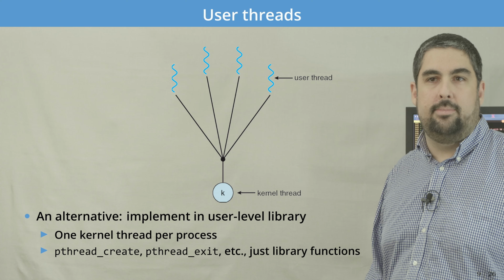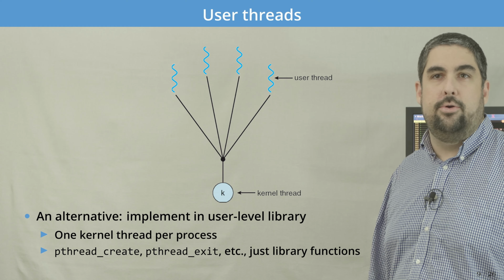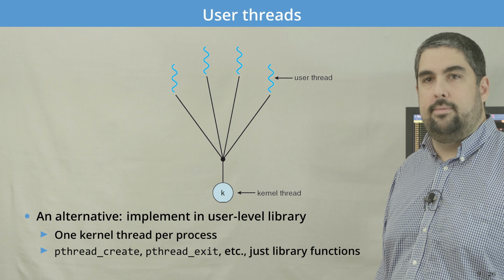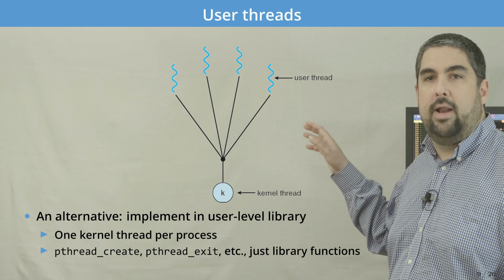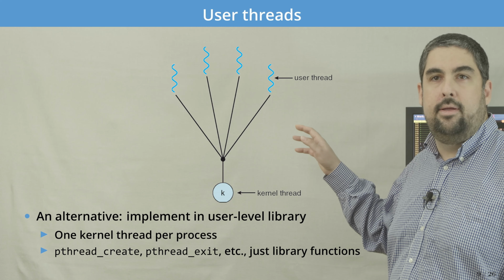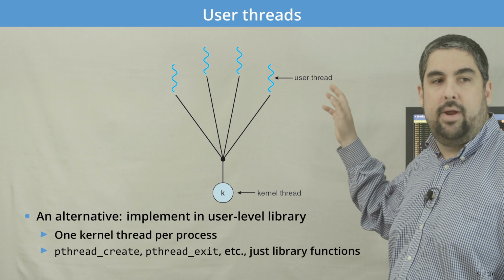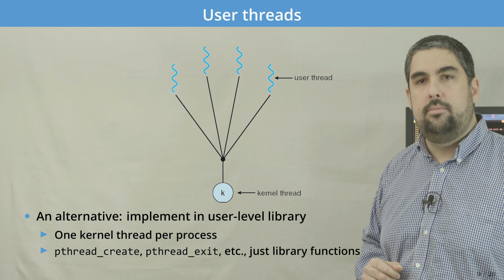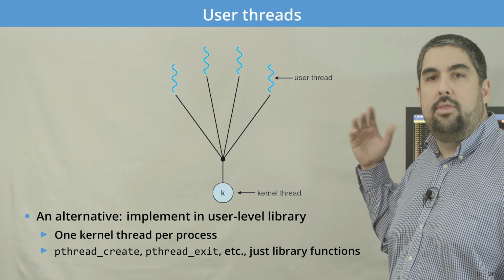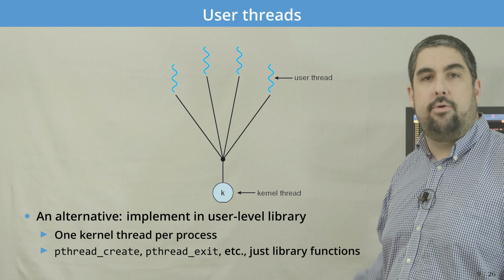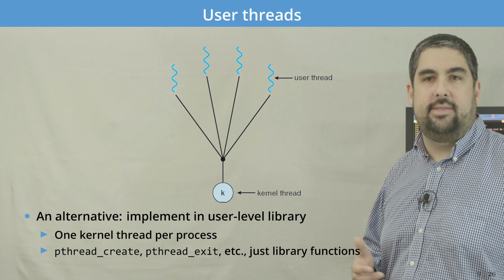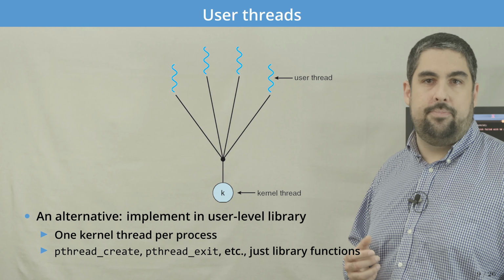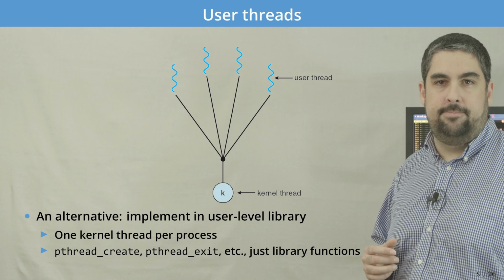To solve these problems, for certain systems, we can use an alternative approach, which is user-level threading. In user-level threading, we're going to have a single kernel thread or a single process, and we're going to run a bunch of user threads inside of that same process, that same kernel thread. Here, pthread create, exit, and all of their operations are implemented as library calls. Essentially, we never have to do a system call for all of these operations.